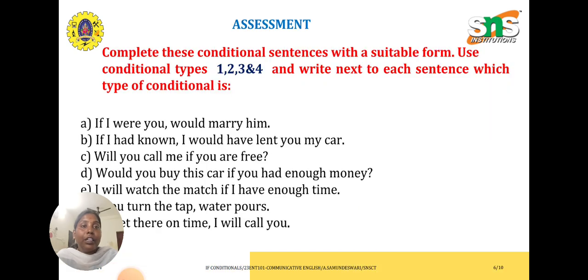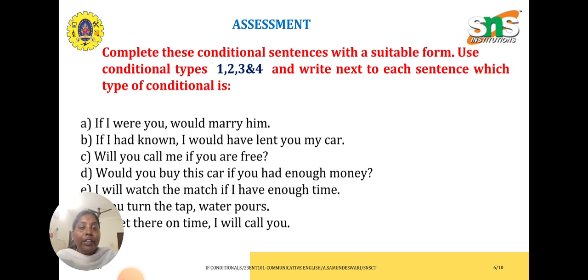Next, here we have a short assessment to test your understanding of the first two types. Try to give me an answer with the identified clues. In the first sentence it was given, if I were you, I would marry him. The second one we'll skip because we didn't see that so far. Next one, will you call me if you are free? And would you buy this car if you had enough money? This is also partially fine for us.